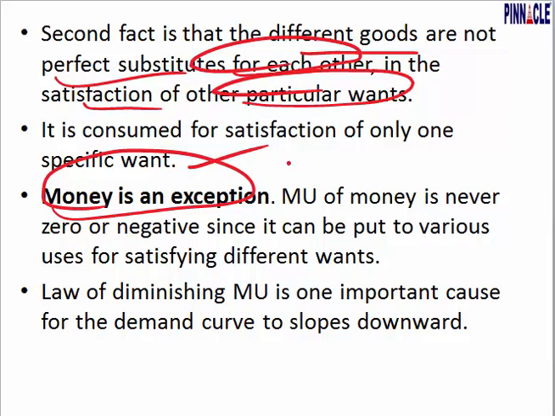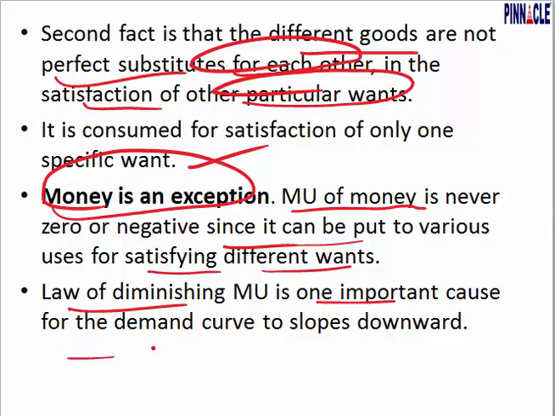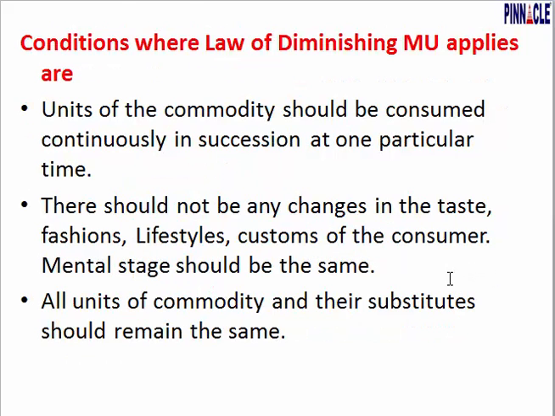Then money is an exception. Very important line here. Money is an exception. The marginal utility of money is never zero or negative, since it can be put to various uses for satisfying different wants. It means that with an extra addition of money, the want cannot be decreasing or zero. Want will always be there for money, so the marginal utility of money cannot be negative or zero. Very important. The law of diminishing marginal utility is one important cause for the demand curve to slope downward. Or you can say this law is helpful to understand why the demand curve slopes downward, because the additional satisfaction is decreasing.